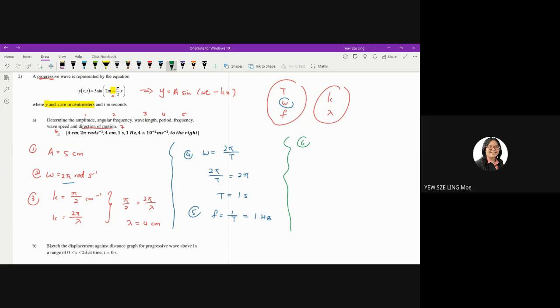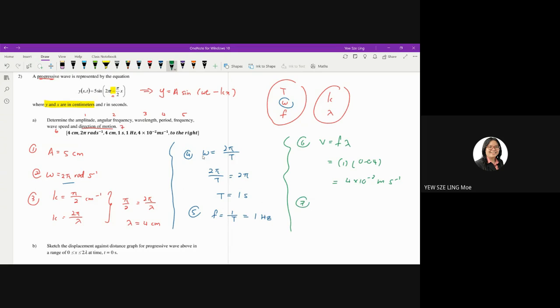For wave speed, again, you're looking at wave, you're not looking at particles. If particles, you apply equations for simple harmonic motion. If you're looking at wave, then you have only one equation, which is v equals f lambda. So we have f equals 1, lambda is 0.04. Therefore, v is equal to 4 times 10 to the power of negative 2 meter per second.